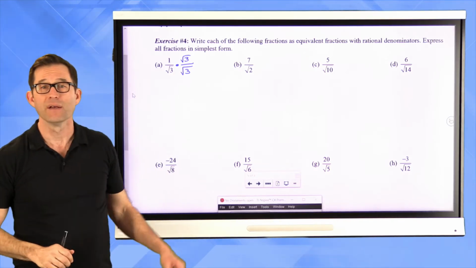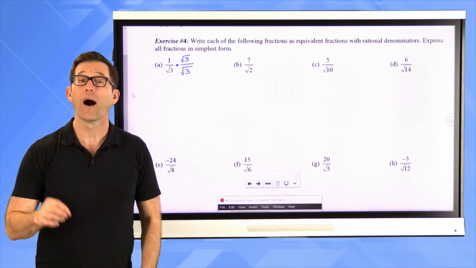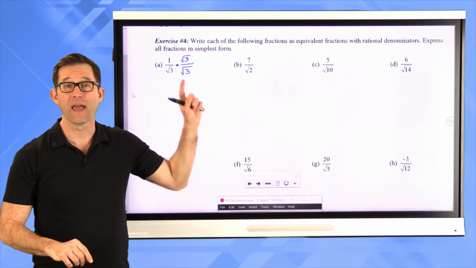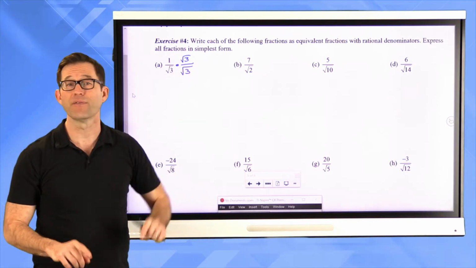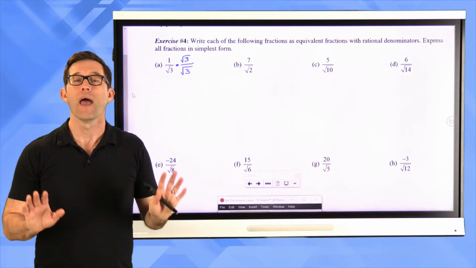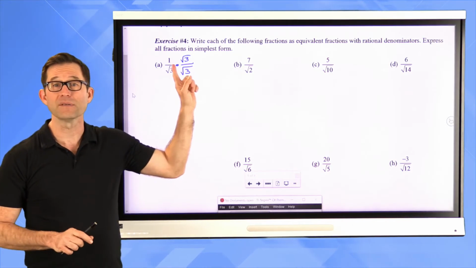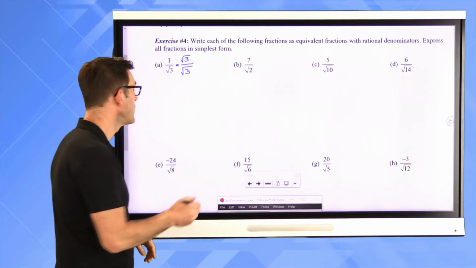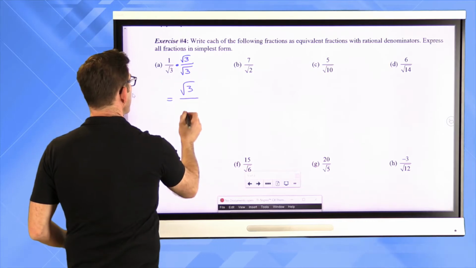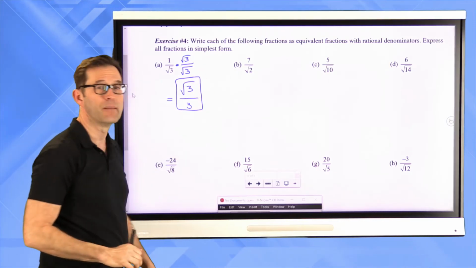As long as I multiply the top and the bottom of a fraction by the same number, I'm actually multiplying the overall fraction by the number 1, because any number divided by itself, even if it's an irrational number, except for the number 0, is equal to 1. Now, when I do that, I get 1 times the square root of 3 in the numerator, which is just the square root of 3, and square root of 3 times the square root of 3 in the denominator, which is just 3, and I'm done.